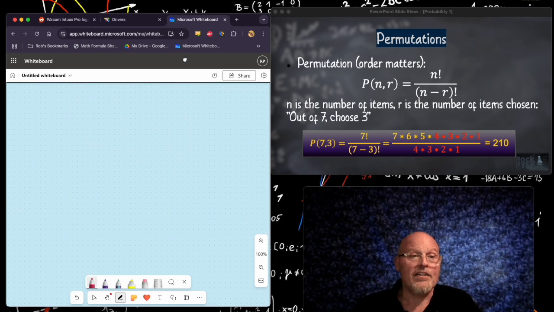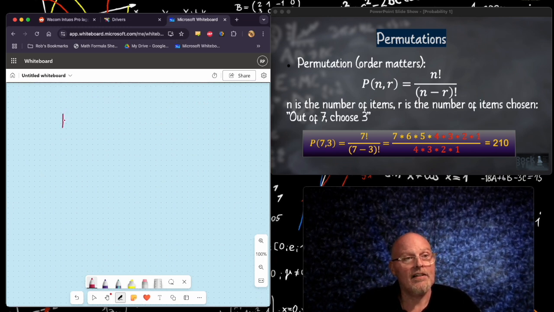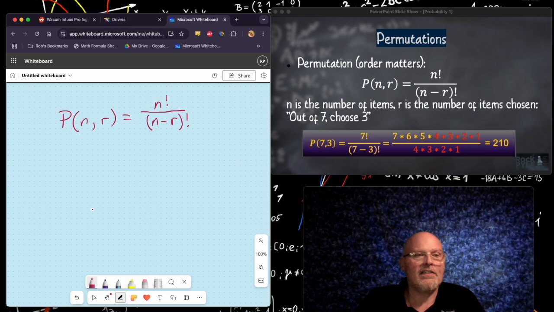So for permutations, when the order matters, the way we write this is, the function is P, and you need to know n, the number of items that you have in total, and r, the number of items that you want to choose in your grouping. And then the formula is going to be n factorial over n minus r factorial. And let's see if this makes sense.